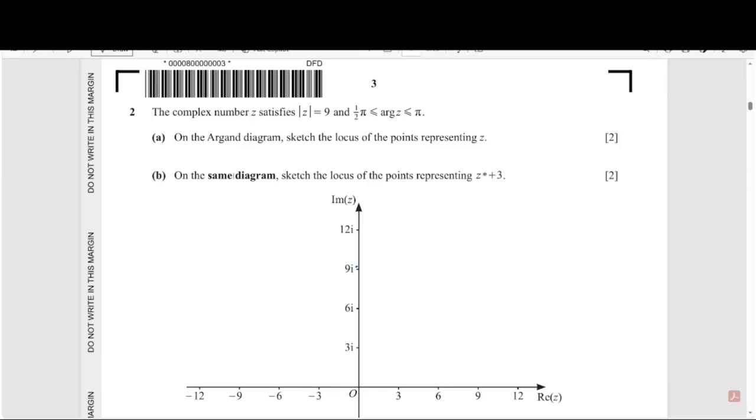So question number 2. The complex number z satisfies the modulus of z equals 9, and the argument of z lies between half pi and pi inclusive. On the Argand diagram below, sketch the locus of the point representing z. So you have to sketch all complex numbers on this Argand diagram that satisfy the two expressions given. One is an equation, the other is just a curve that we are supposed to sketch. You have to sketch so that both equations are satisfied.